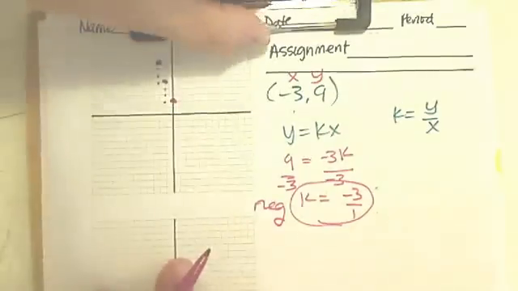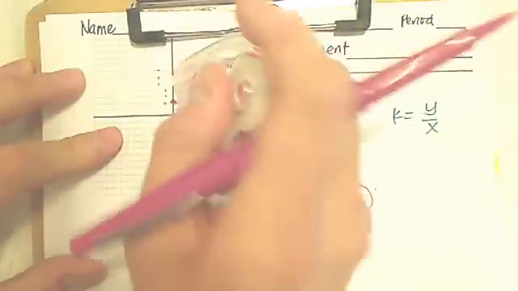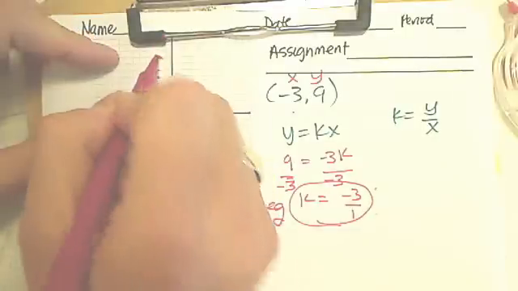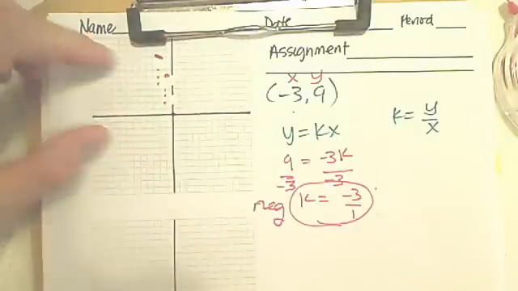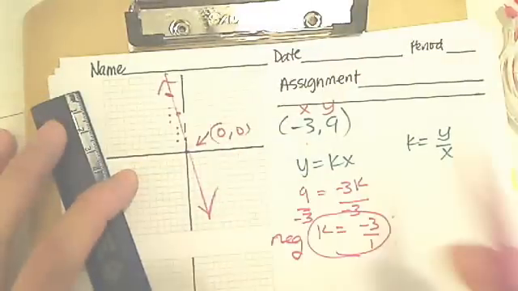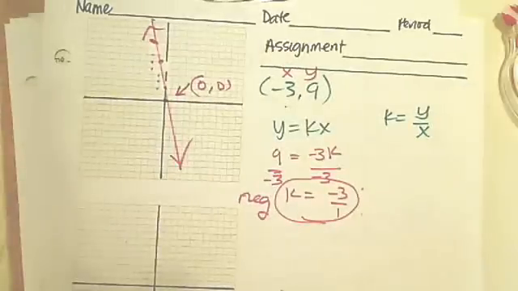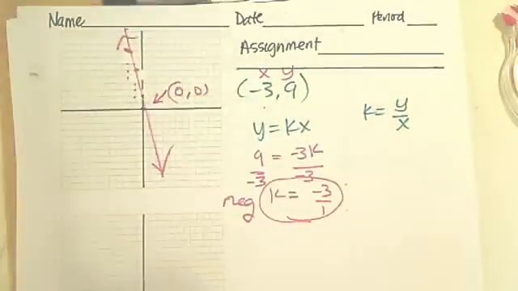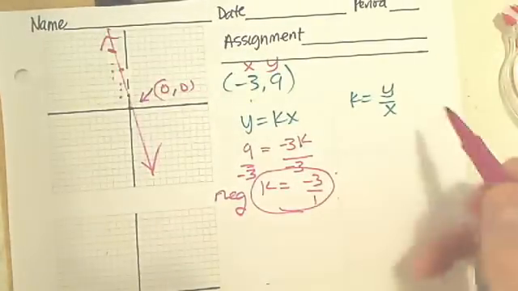Did I start this on the wrong spot? Oh, I did. Where did it cross at? It should always cross at 0, 0. Always. If it doesn't, it is not a direct variation. But they all will be, though.